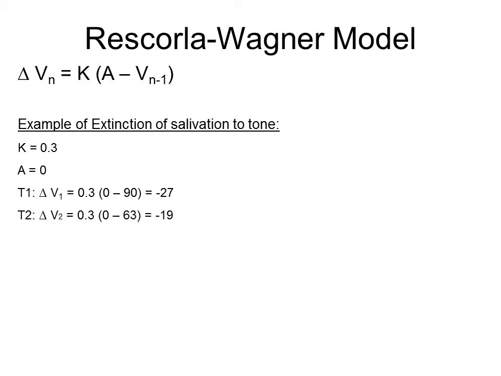We move on. Trial 2: delta V2, the change in conditioning on this second extinction trial, is equal to the salience of 0.3 times 0, the asymptote, minus 63. Well, where did that come from?